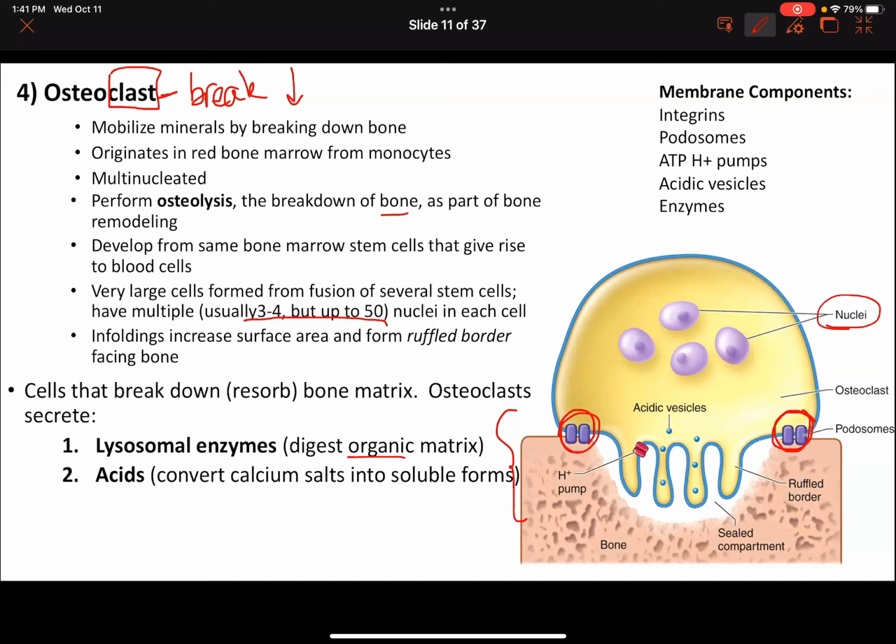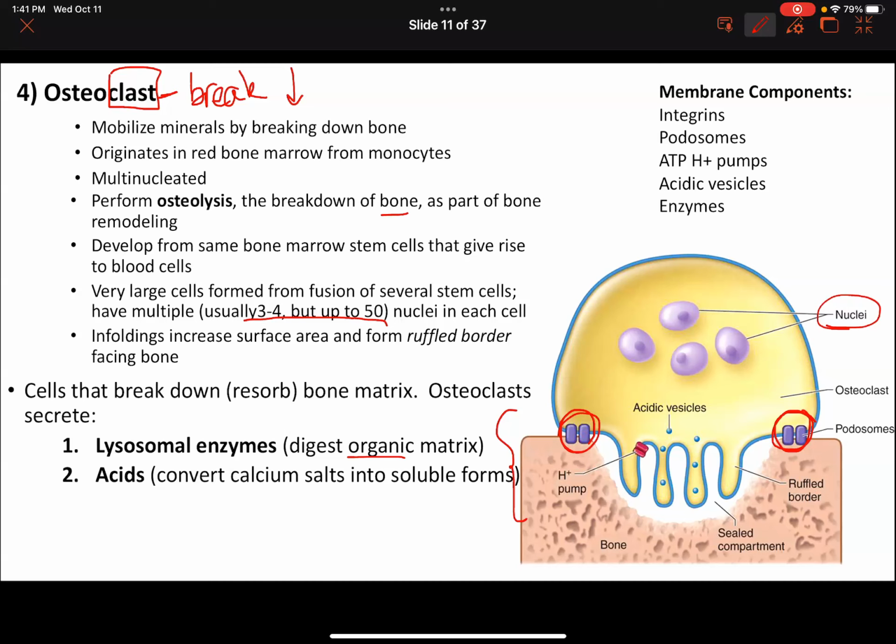There are also some ATP-driven hydrogen pumps and acidic vesicles that are going to enable the osteoclast to release acid and really work on the bone matrix and convert the calcium salts of the bone matrix into that soluble form we talked about.